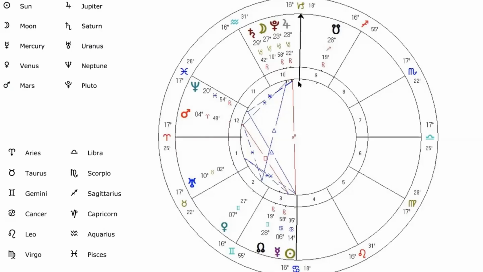Yeah, there's a lot more to say about the aspects, but for now, just looking at the chart, that's what's going on in the middle. We're looking at the interrelationships between the planets. And then what we haven't looked at yet or identified is the houses.